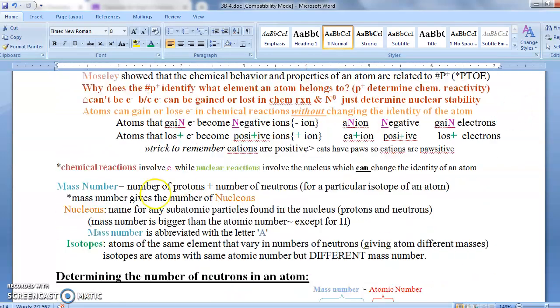So we're looking down here at this word right here, isotopes: atoms of the same element that have different numbers of neutrons. Again, what makes an atom a particular element? It's the number of protons, not the number of neutrons. So isotopes have to have the same atomic number, but isotopes have different mass numbers, and we'll talk about what a mass number is briefly in a moment.